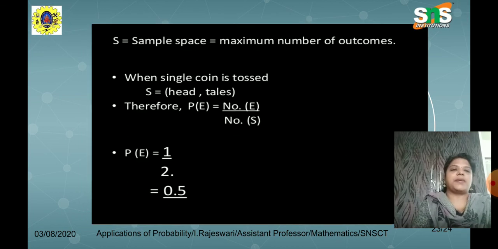S is the sample space, that is the set of all possible outcomes. When a single coin is tossed, you will get either head or tail only. Then the probability of that event is the number of favorable events by the number of outcomes in the sample space. Definitely you will get the answer 1 by 2. 1 by 2 is nothing but 0.5.